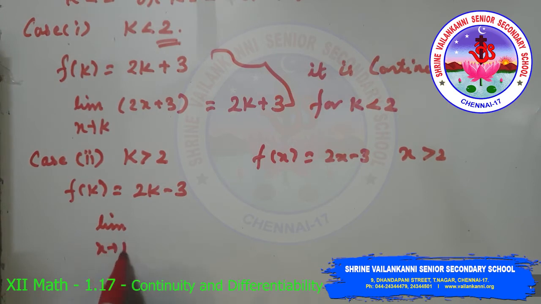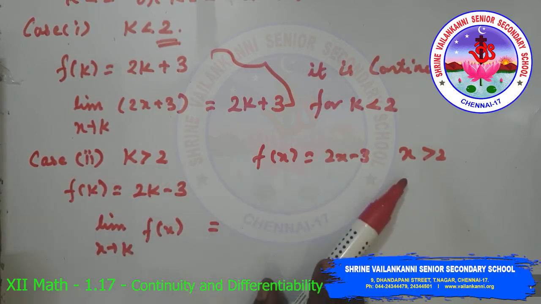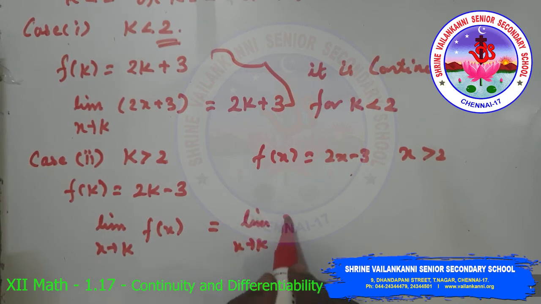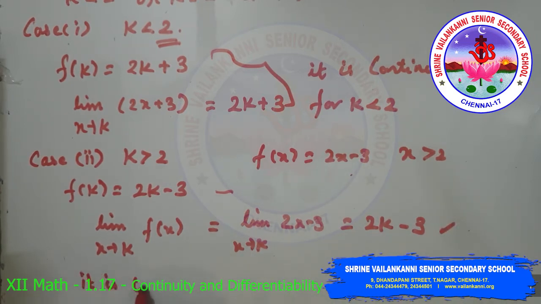So limit x tends to k, f of x, where k is greater than 2, and f of x is defined to be 2x minus 3. So limit x tends to k of 2x minus 3 is equal to 2k minus 3. So these two are equal. Then we can say that it is continuous for all real numbers greater than 2.